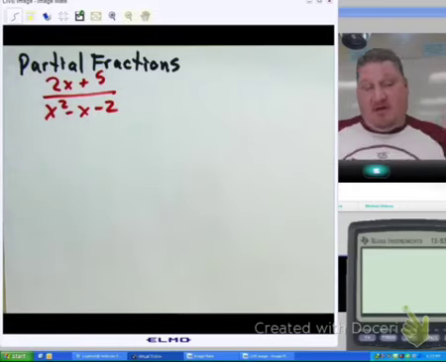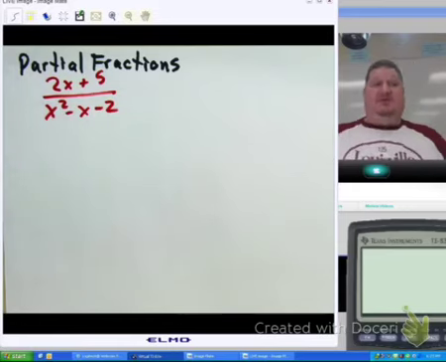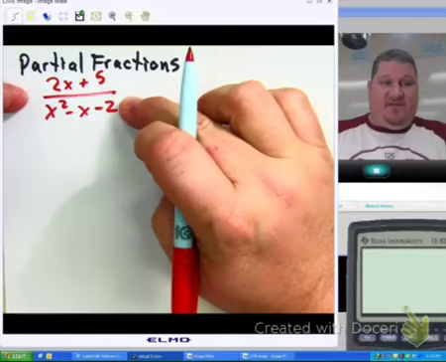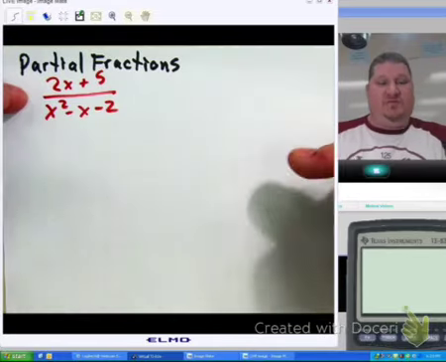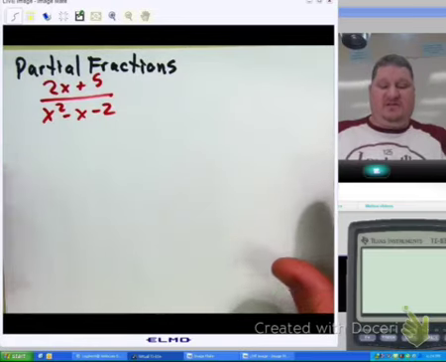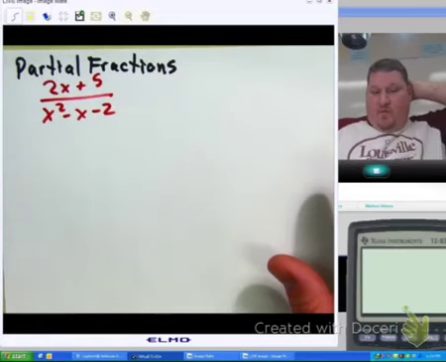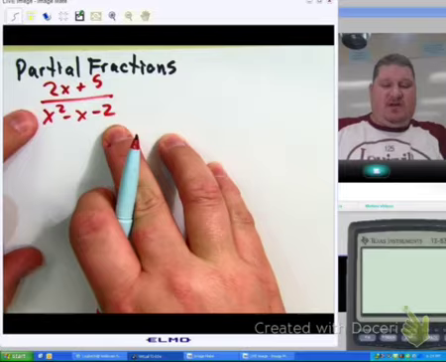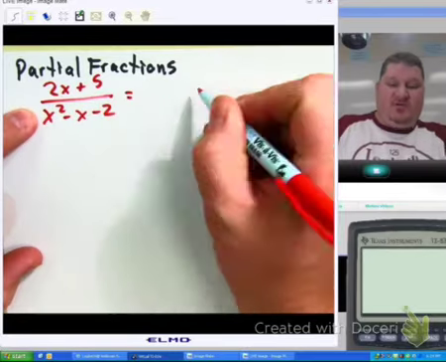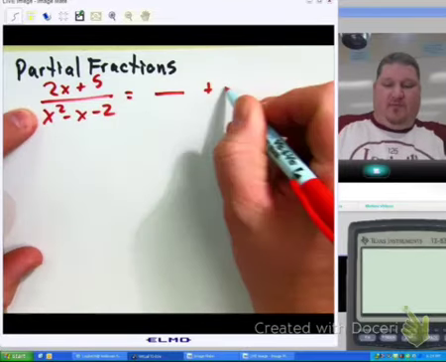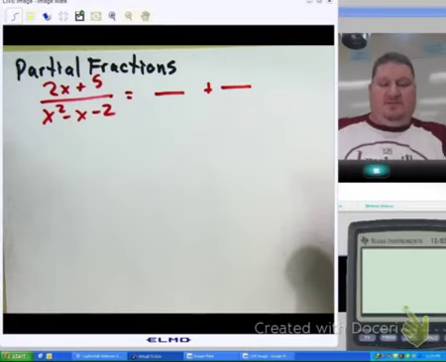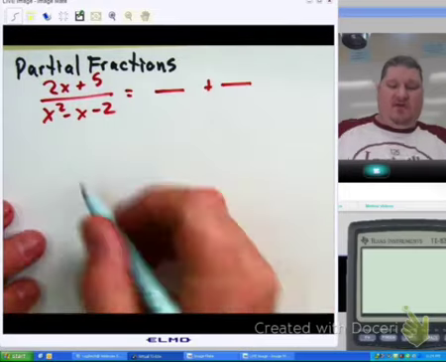Primarily for your purposes, it's also going to be used in calculus, because if you can break up a complex function into two more simple functions, then you can more easily do calculus on the simple functions. Now, what we're really doing here is we're going to take this, we're going to break it down into two pieces. So instead of having one fraction, I'm going to end up with two fractions. Now, to do that, it's really the reverse of the following.